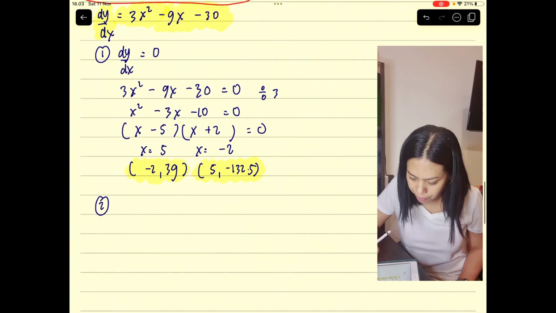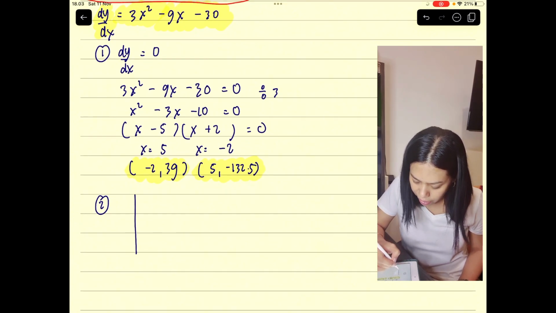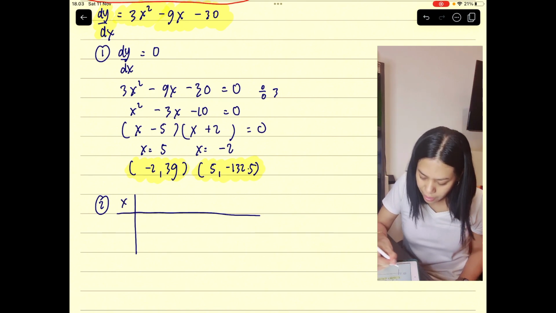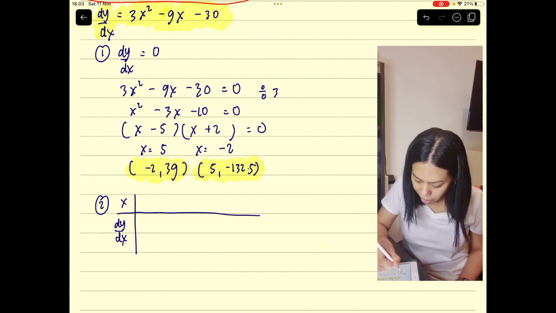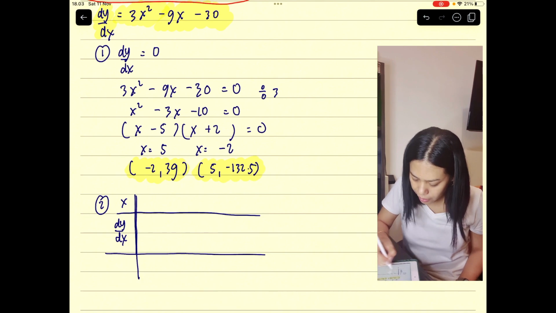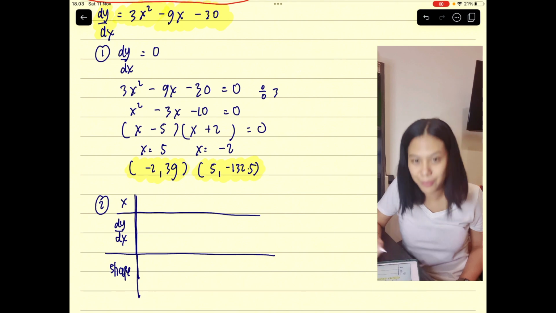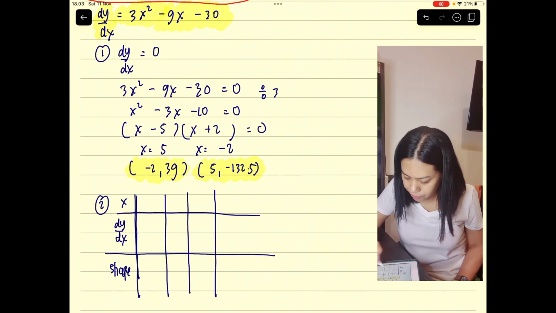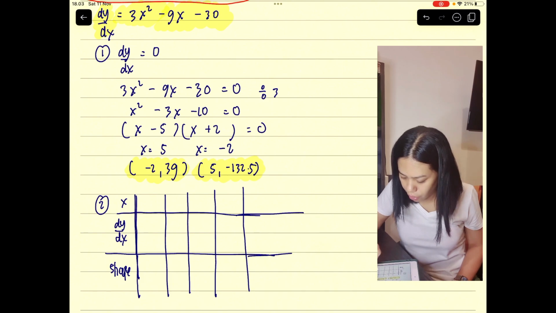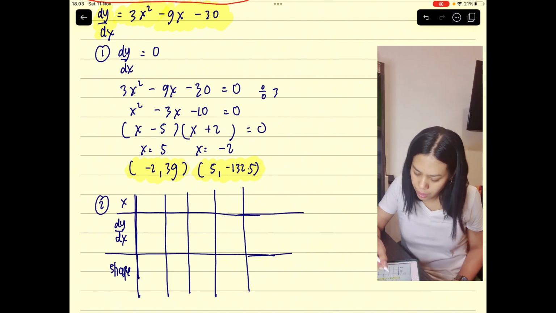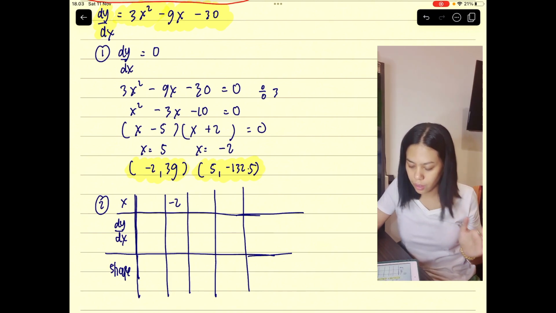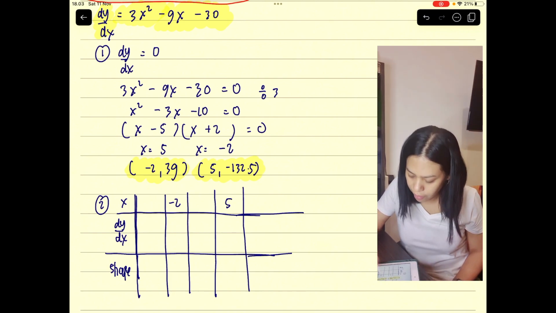So I'm sliding it up. Hopefully I'm not covering the important information that we need. I've got x here, so you need to pay attention to what I'm writing. I need to have enough columns. I'm going to put -2 on the left, because the one on the left is always the lower one, and 5 here.